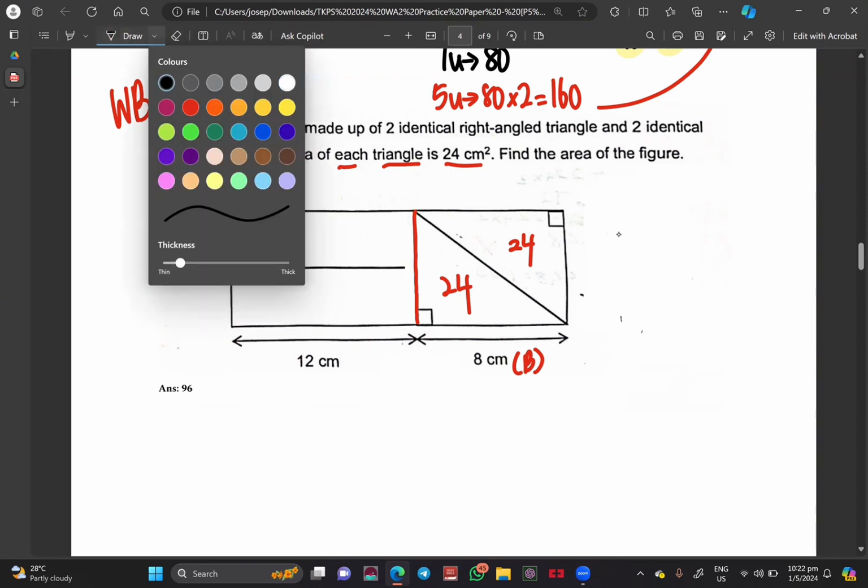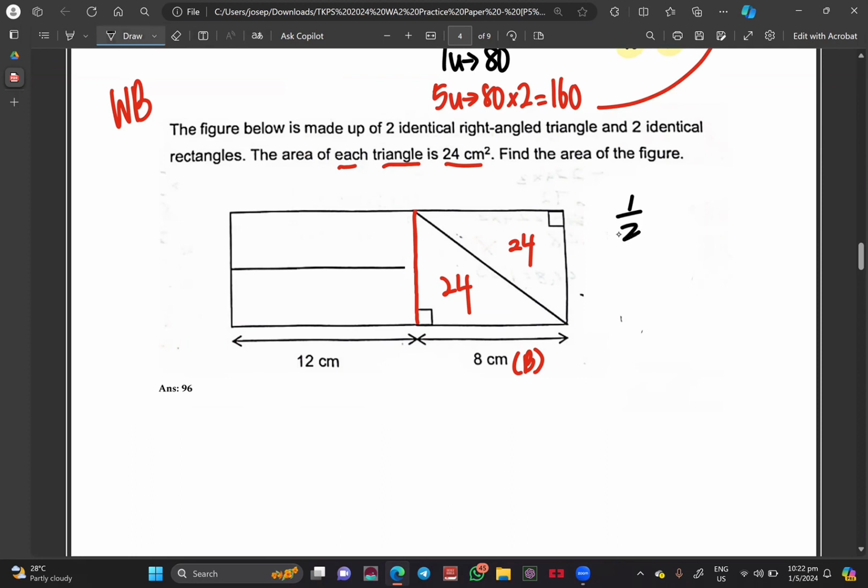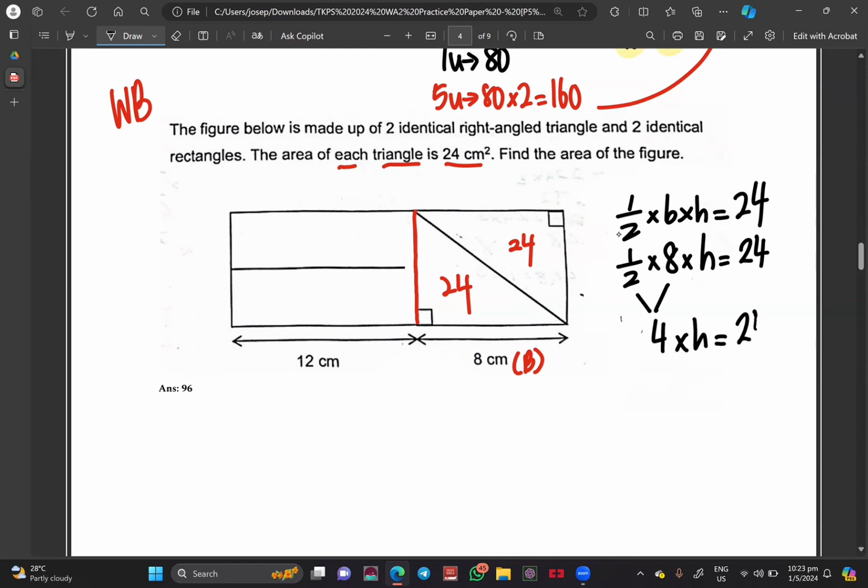So what we want to do is really quickly say that half times base times height is equal to 24. We fill up whatever we know. The base is 8. The height is unknown. That gives me 24. Half times 8 gives me 4. 4 times h is equal to 24. So what do you think h is? H is basically 6. So this entire thing is 6, which means this entire thing has to be 6, which means this entire thing has to be 8.